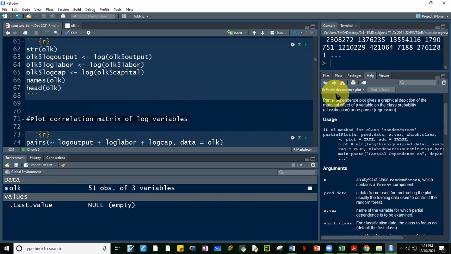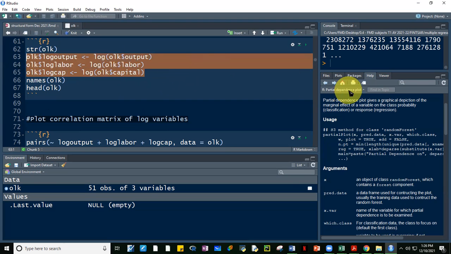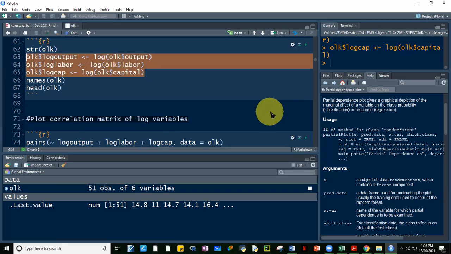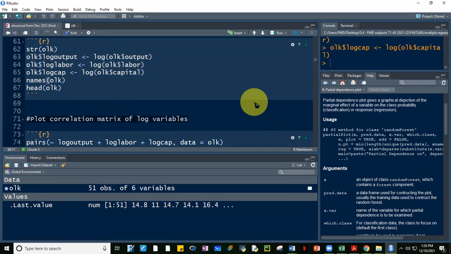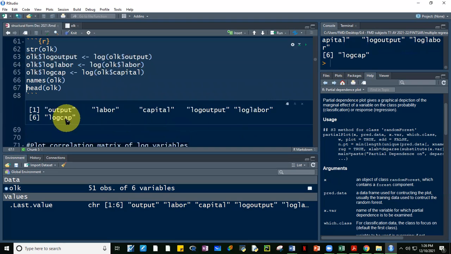So here, we're going to convert the output. We're going to call it now log output. And we're getting the log of the output of the OLK object. Also for the labor, we do the same thing. We get the log of the labor, log of the capital. So let's do this, Control Enter. And then we get the names of OLK now. Ito na yung mga variables niya: output, labor, capital. And we now have the log output, the log labor, and the log capital.